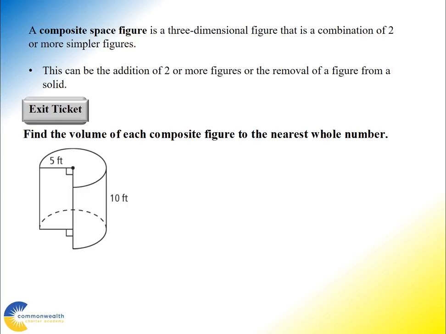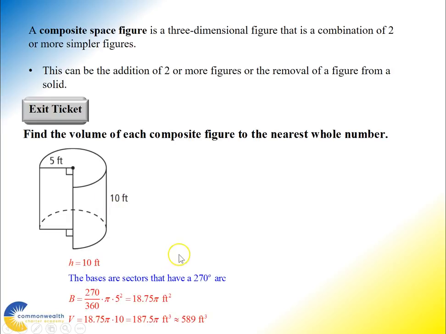Although finding the surface area of this would be challenging, thankfully we're only finding the volume of this. So again, I just have to make sure I find the area of the base, which looks like it's 3/4 of a circle. It's 270 degrees. It's a 270 degree sector, basically. And the height, connecting the two sectors together, is 10 feet. So if I find the area of this sector times the height, that should give me the volume.